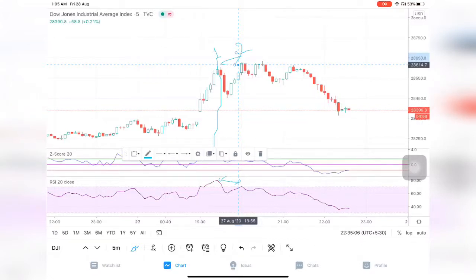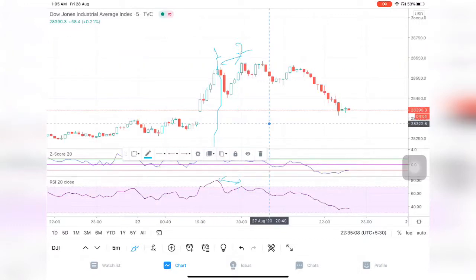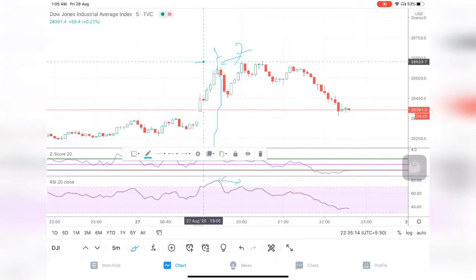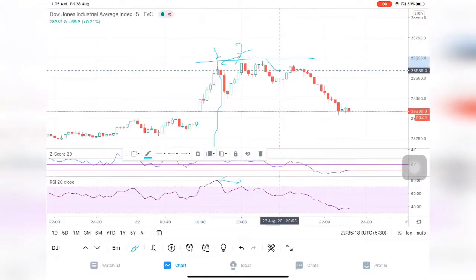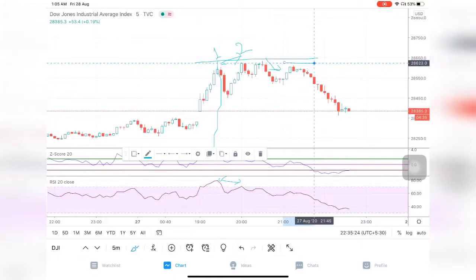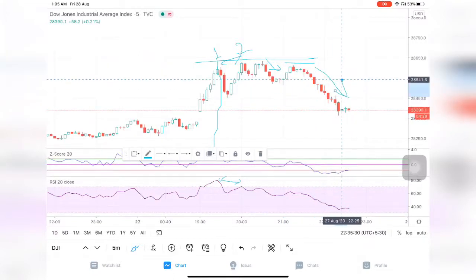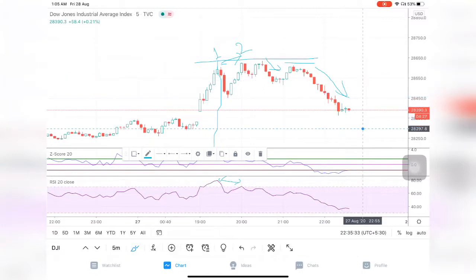Okay, so as you see, definitely after some time the trend could not break this resistance line. Okay, and it came down. So the downtrend is confirmed over here, then it could not break this line, and it is coming down. So this is an example of RSI divergence.